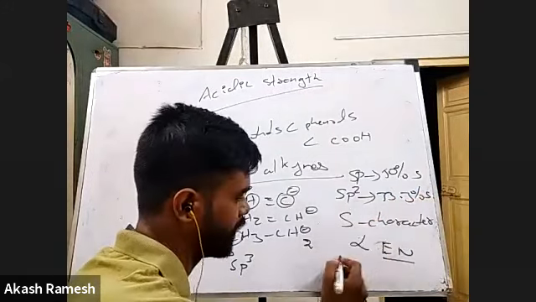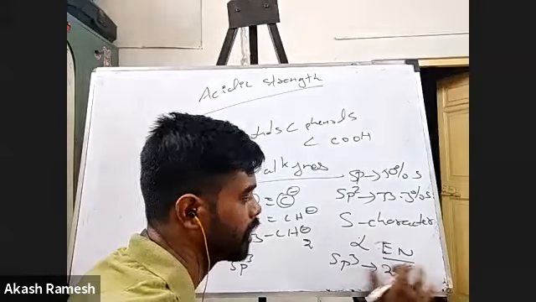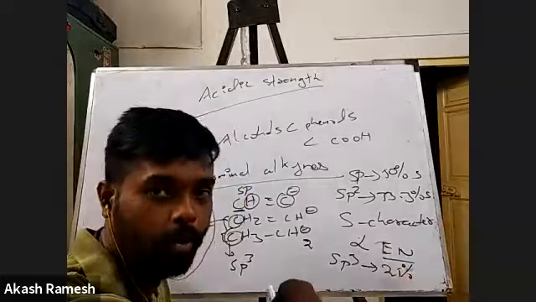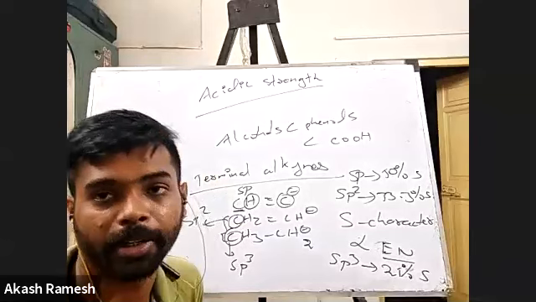Okay, now write it here. When I have sp3, how much S character? 25%. Yes, 25%. One s orbital, three p orbitals, so totally four of them, and one out of four is S. So definitely 25% S character.